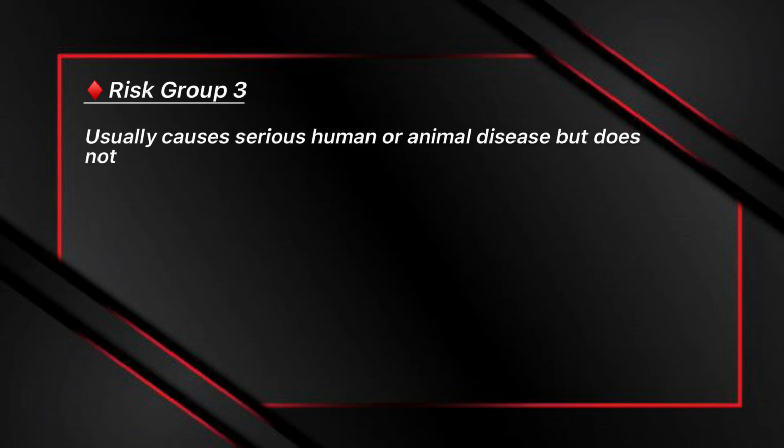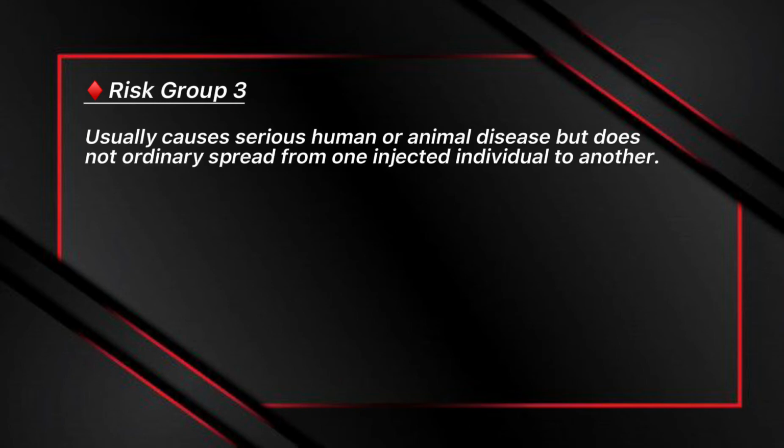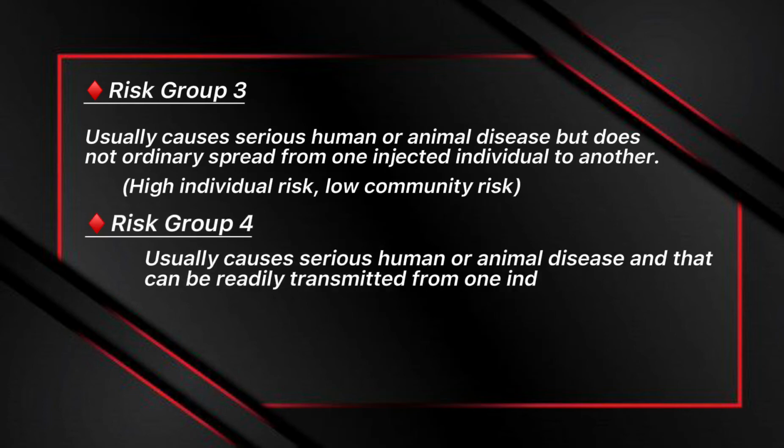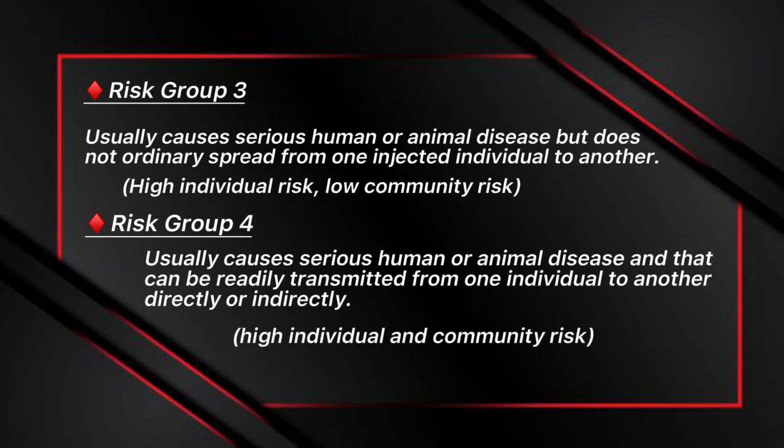Risk Group 3: usually causes serious human or animal disease but does not ordinarily spread from one infected individual to another. High individual risk, low community risk. Risk Group 4: usually causes serious human or animal disease and can be readily transmitted from one individual to another, directly or indirectly. Effective treatment and preventive measures are not usually available. High individual and community risk.